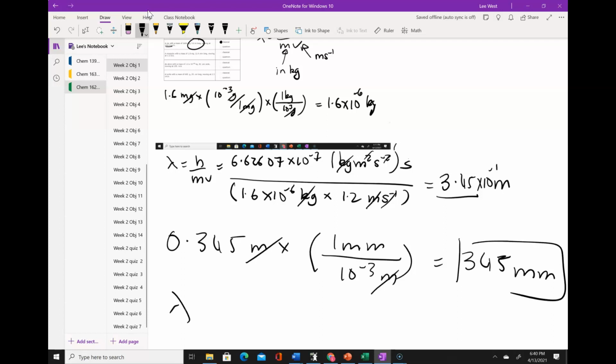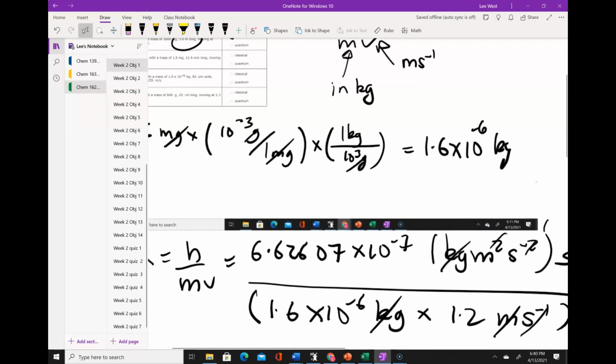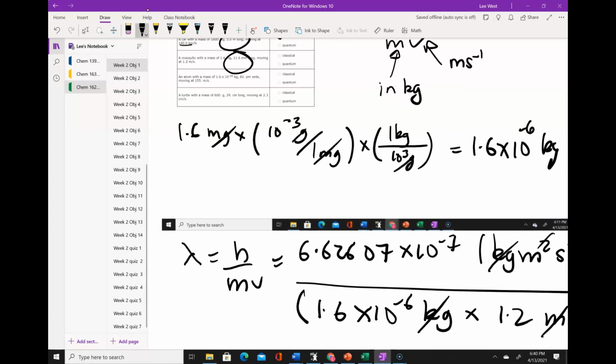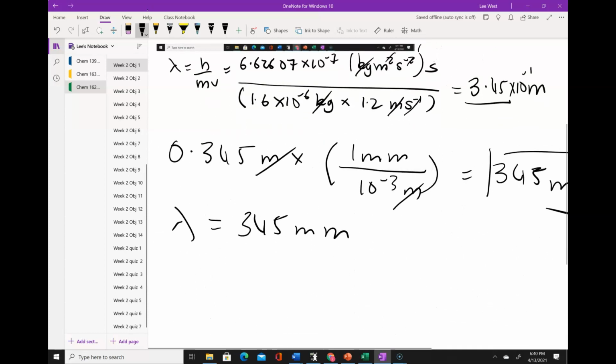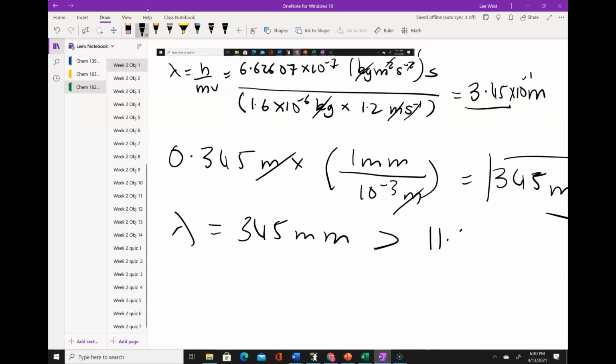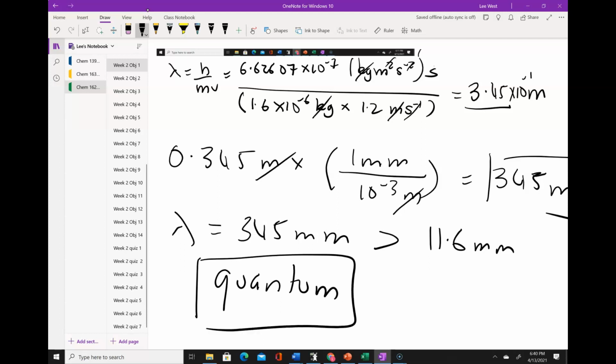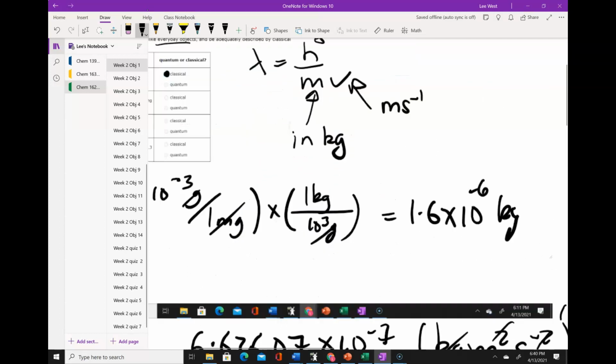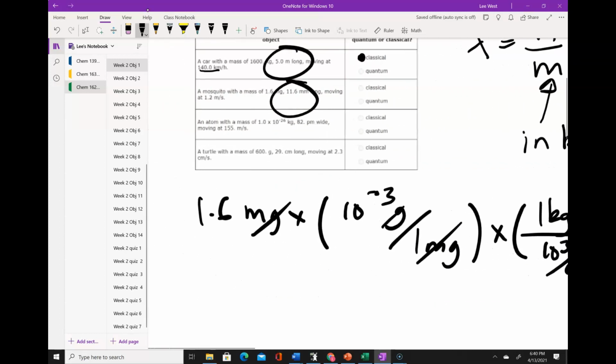So the wavelength is 345 millimeters, which is pretty big, right? 34.5 centimeters, in fact, which is obviously bigger than my mosquito, which is only 11.6 millimeters long. So that is greater than 11.6 millimeters, which means we've got to use quantum mechanics if we know anything about this system. So that is going to have to be described using a quantum mechanical model.